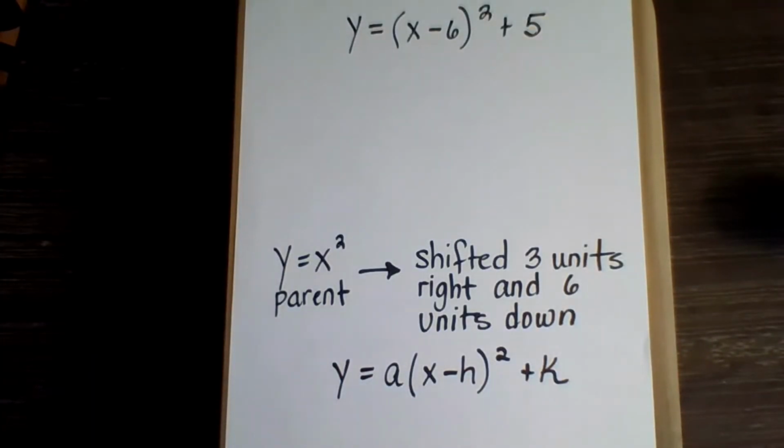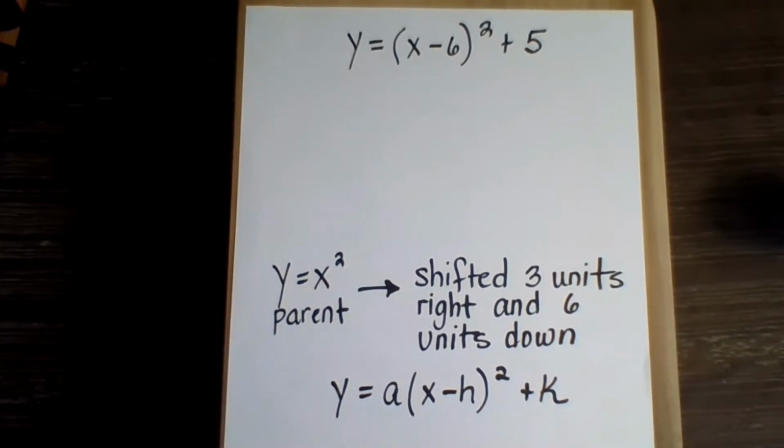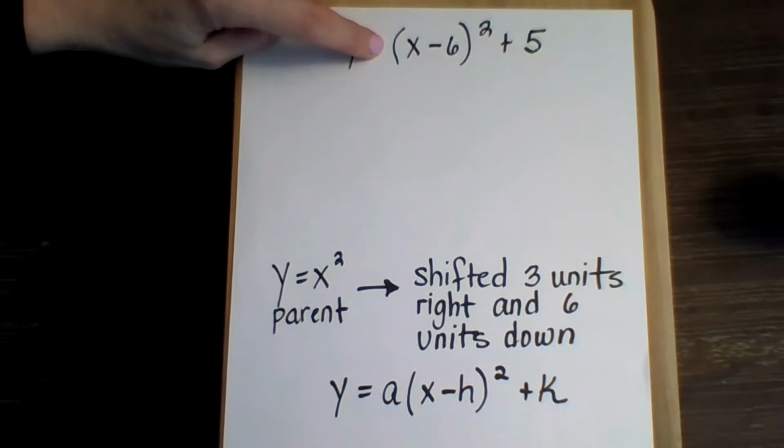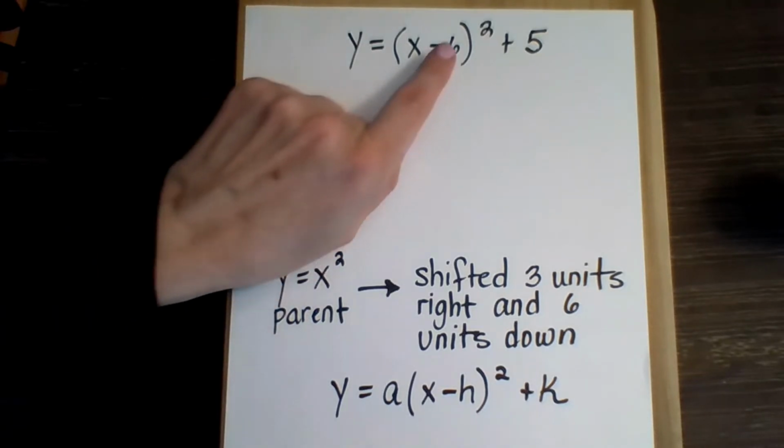Let's say we have an example like this. We're going to try to just explain what would have happened in this one. So if you notice, there's no A showing here. So that's like an invisible 1. Positive 1 means we have not made it any narrower or any wider. We did not invert it. All we did was move.